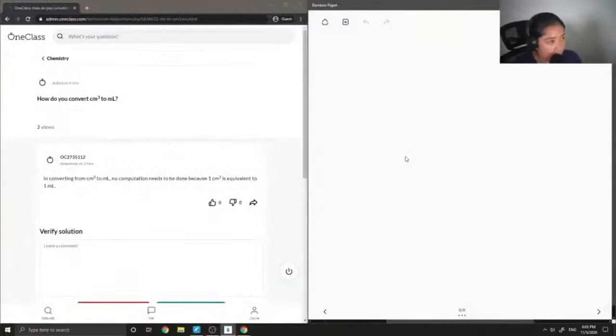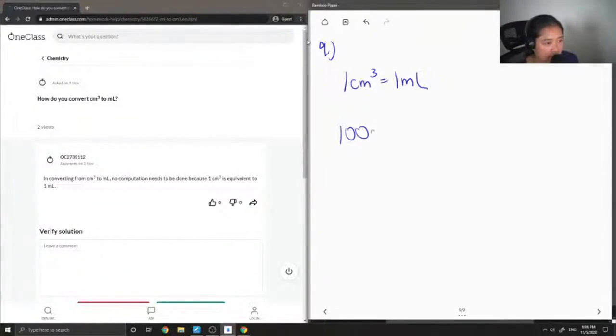Okay, so moving on to question number 9. How do you convert centimeters cubed to milliliters? Well, actually, this is one of the simpler conversions you could make, because 1 centimeter cubed is equal to 1 milliliter. So let's say you had 100 centimeters cubed. That is equal to 100 mils, and so on and so forth.